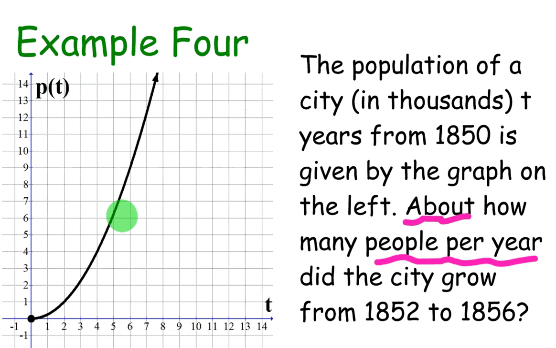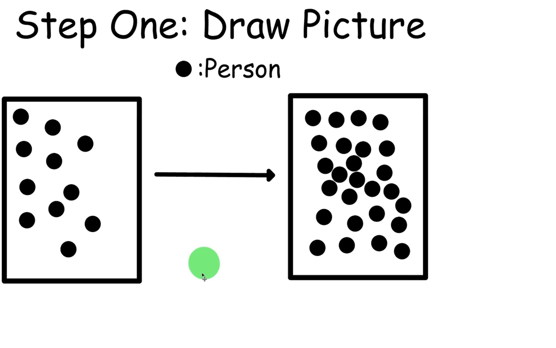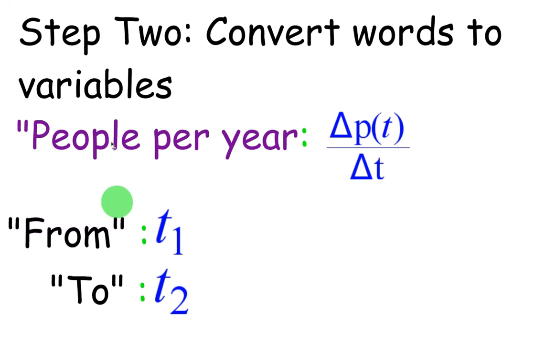Let's go ahead and follow the steps we learned before. We can see that when the population starts out, there's not very many people, and then it grows. This is my picture, okay? Again, I just think it's helpful to draw a picture for every single problem, at least for conceptual reasons. Now we're going to convert words to variables. People per year would be change in P over change in T, and from time T1 to T2, from 1852 to 1856.